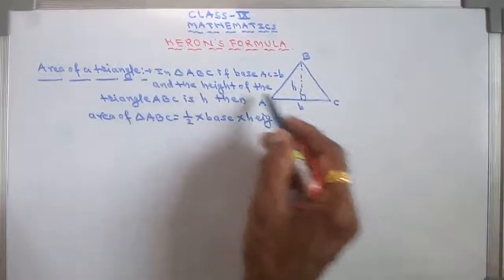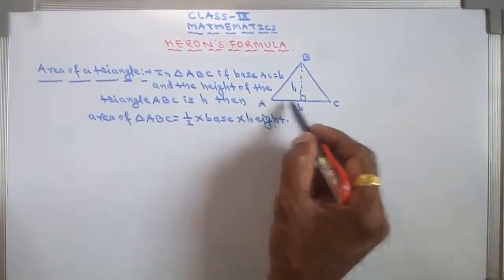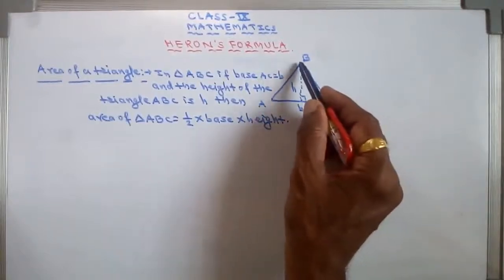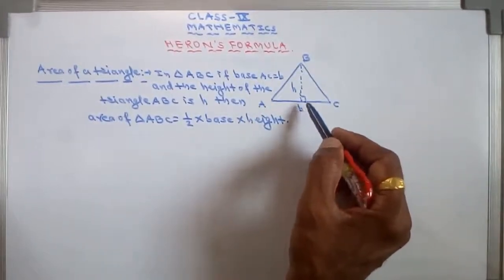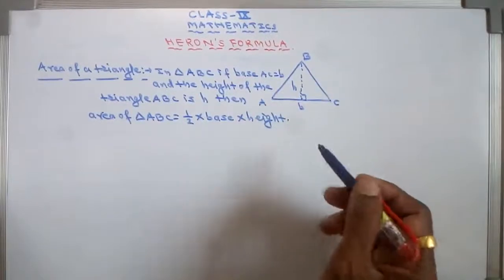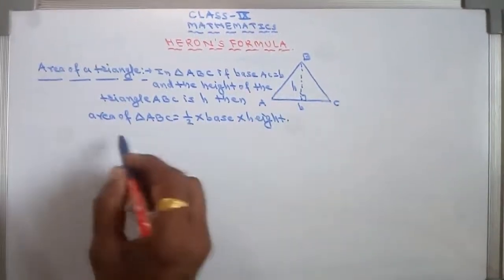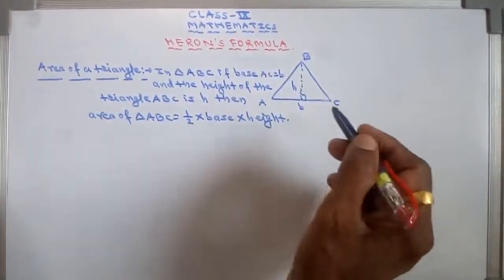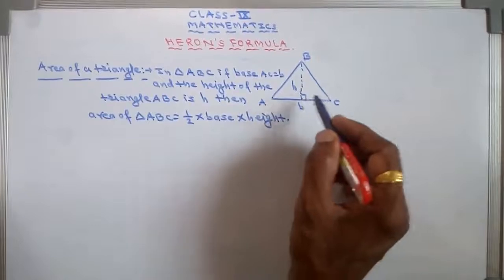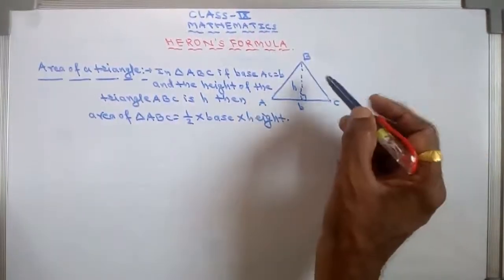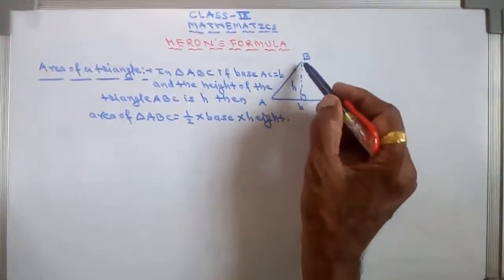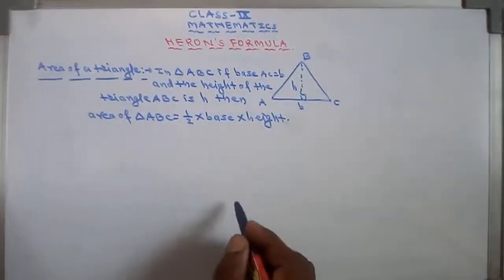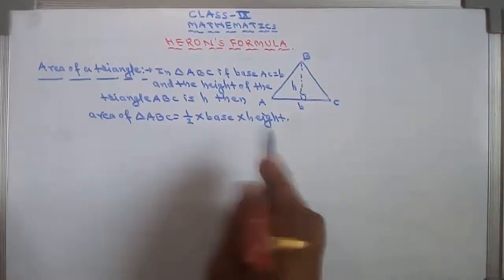In triangle ABC, the base AC equals small b, the side opposite the vertex capital B, and the height of this triangle is, suppose, small h. Then the area of the triangle ABC equals half into base into height. This is well known to you. Here height means a perpendicular drawn from the vertex of the triangle to the opposite side, so this is the height h. This is the formula to find the area of the triangle.